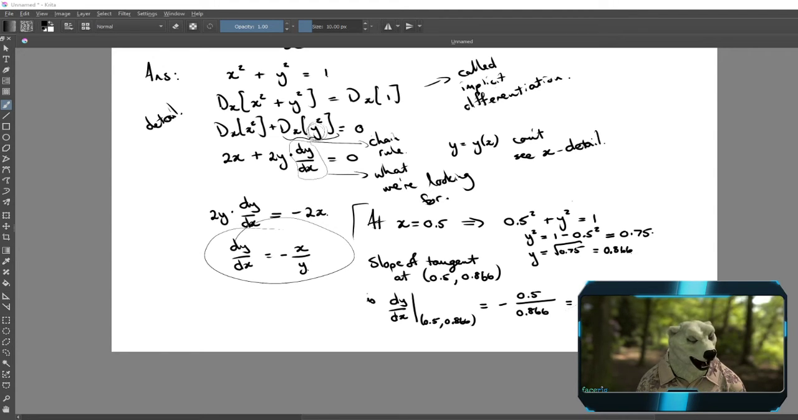So implicit differentiation doesn't have to be complicated, especially at our level.